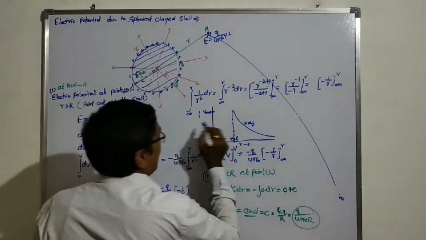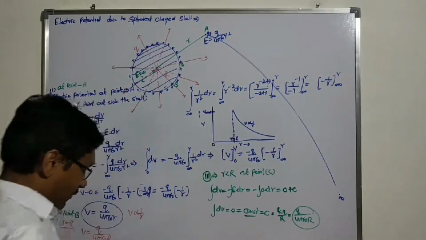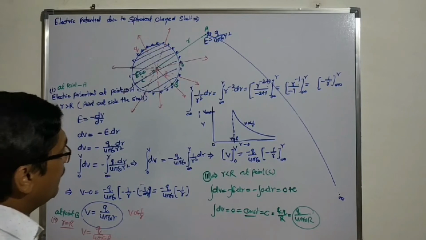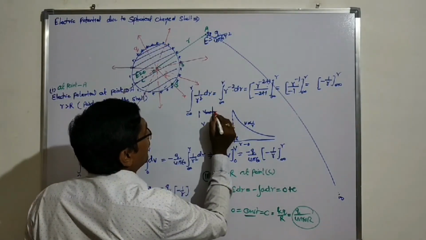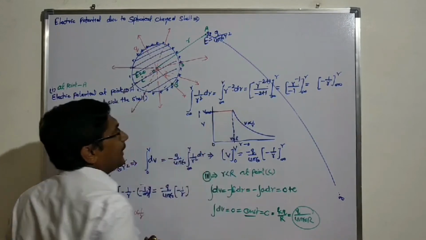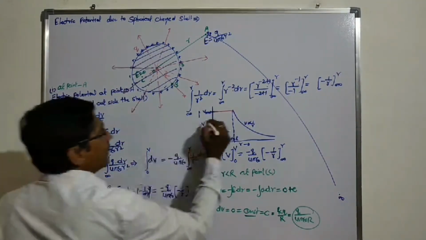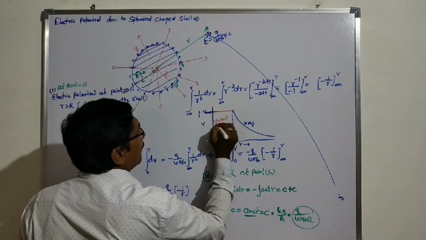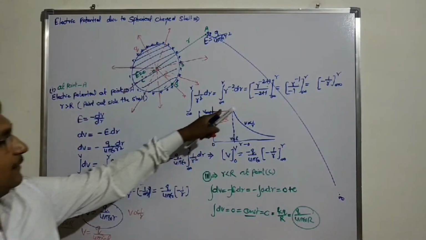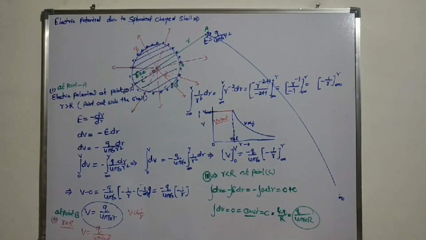And in the second case, inside the shell the potential is constant, and the constant value is equal to the potential at the surface. So in the graph, V is constant here, and outside the spherical shell V is inversely proportional to r. This is the expression of electric potential due to a spherical shell at three places: first outside the spherical shell, second at the spherical shell, and third inside the spherical shell.